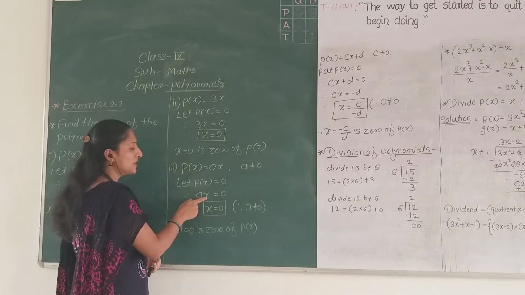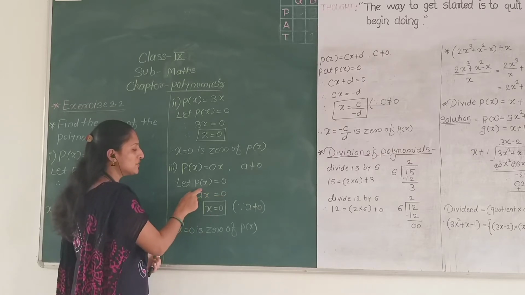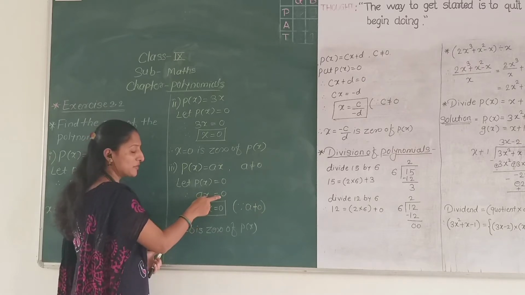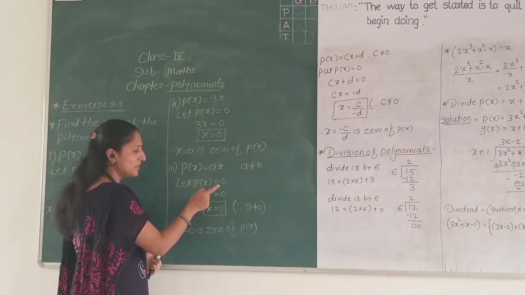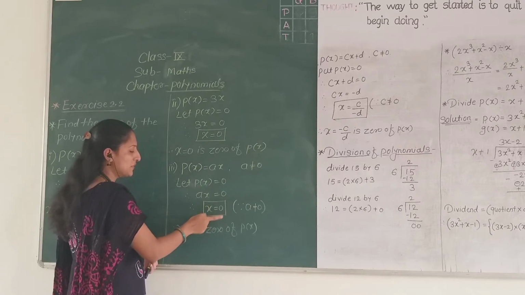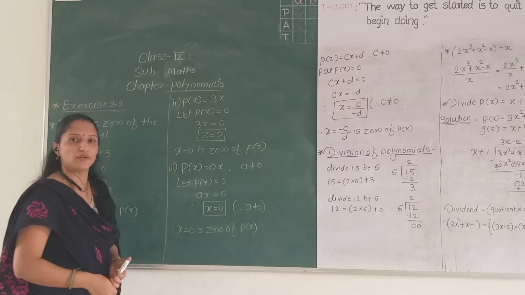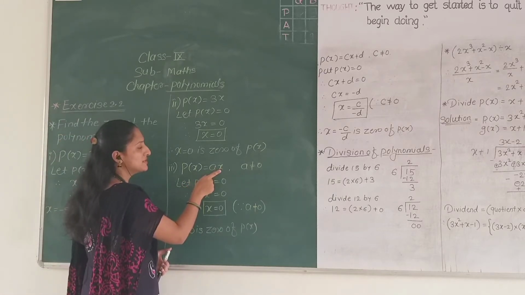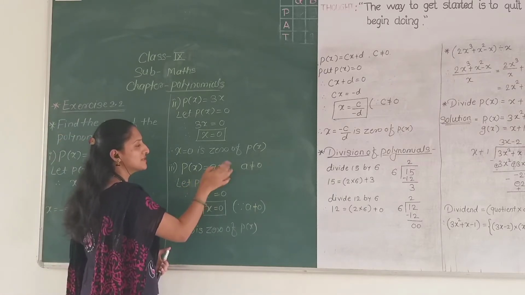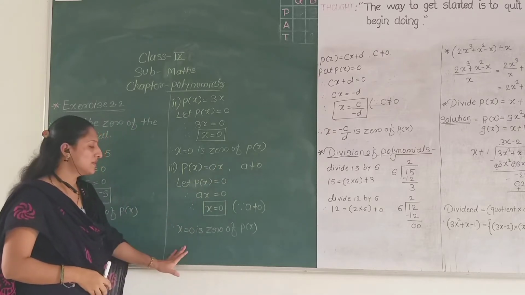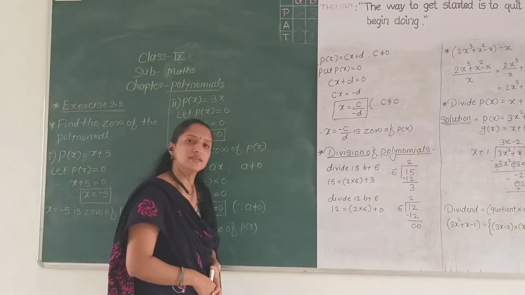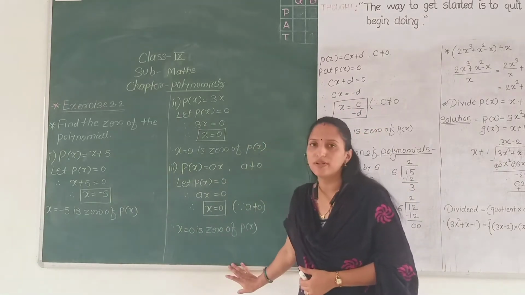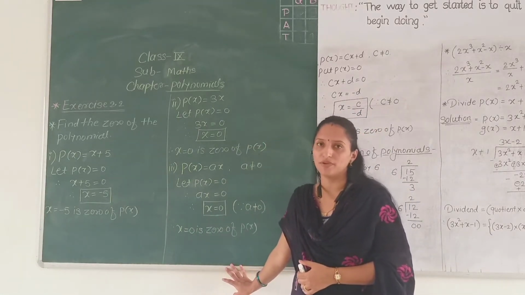Okay? So a into x is equal to 0. If a is not equal to 0, then x is equal to 0, since product is 0 here. Okay? So x is equal to 0 is the 0 of the polynomial. So let us check. If I substitute x is equal to 0 here, a into 0, the answer is 0. So x is equal to 0 is the 0 of the polynomial. Okay, so it is very simple to find 0 of the polynomial.